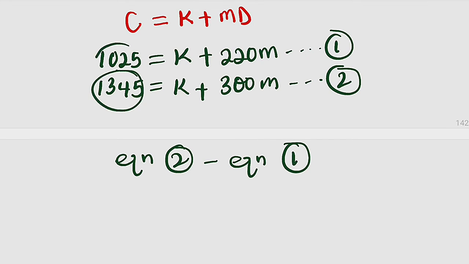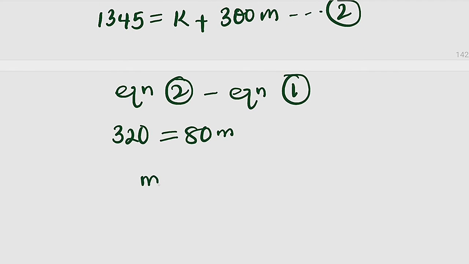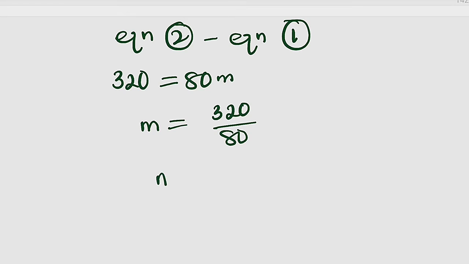We can simply say equation 2, because it is bigger, minus equation 1. We take the constants: 1345 minus 1025 gives us exactly 320, equals K minus K, which is 0, then 300M minus 220M gives us 80M. To find M, we divide both sides by 80, that is 320 divided by 80. Once you do that, M will be equal to 4. So we have obtained the value of M.